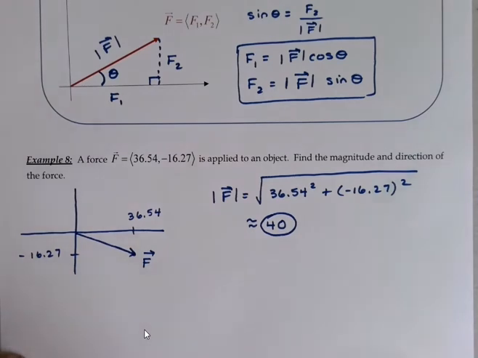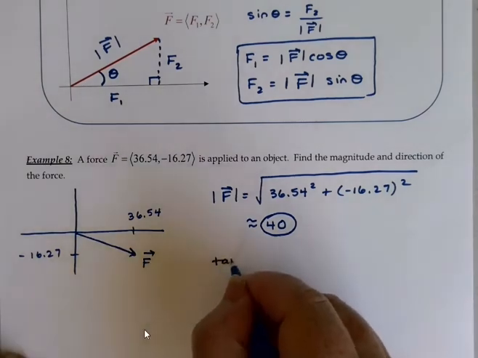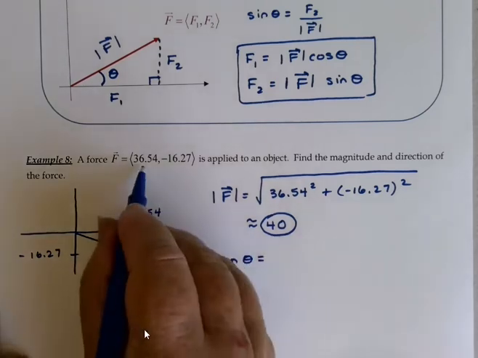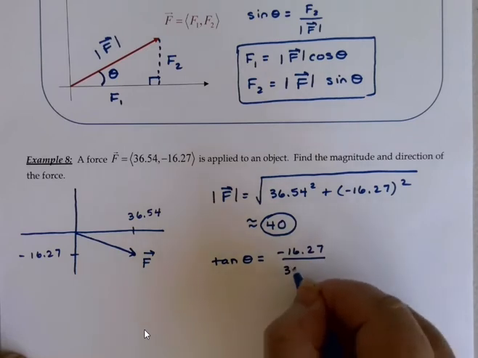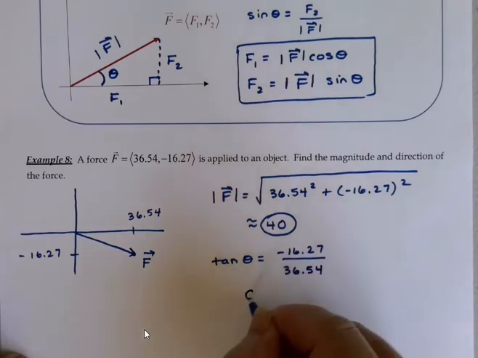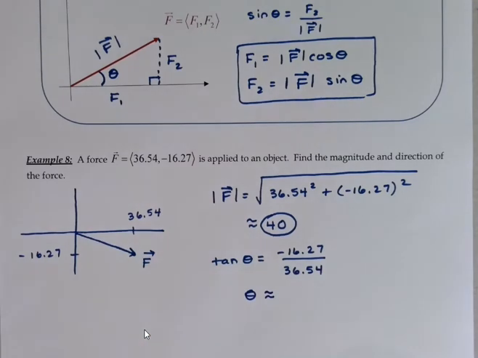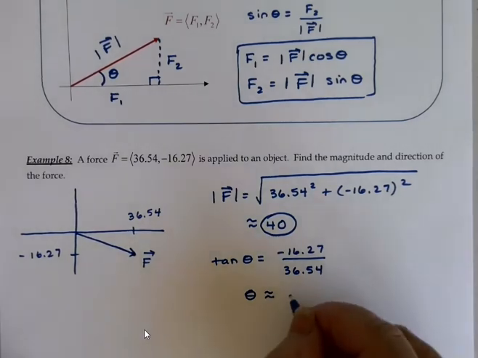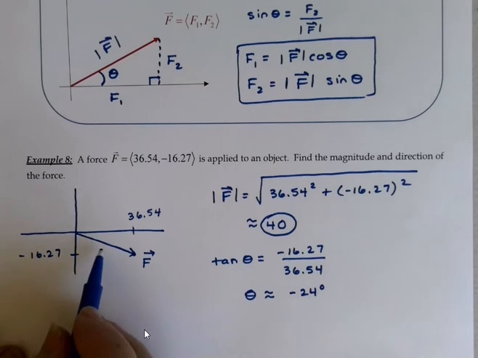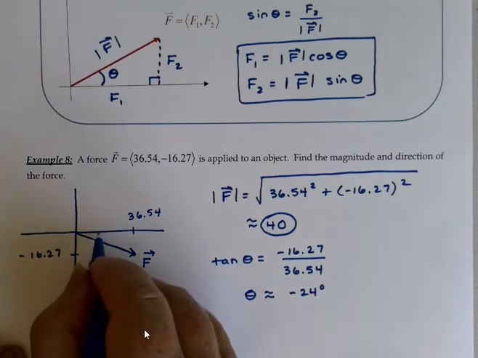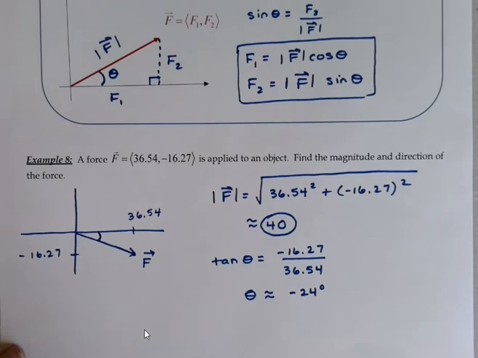And then as far as the direction, we know that tangent theta is F2 over F1, so negative 16.27 over 36.54. And if I take the inverse tangent of that, still in degree mode, by the way, I get just about negative 24 degrees. In this case, that seems like a reasonable result. If I look at this angle with respect to the positive x-axis, the angle here being negative 24 degrees is perfectly reasonable.